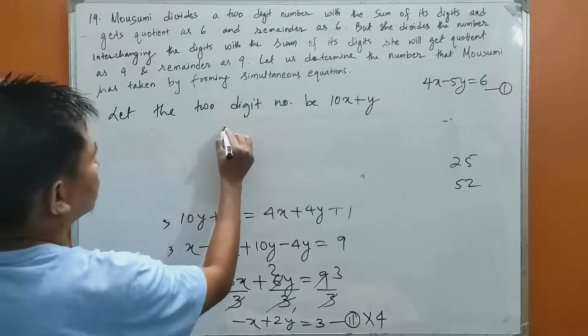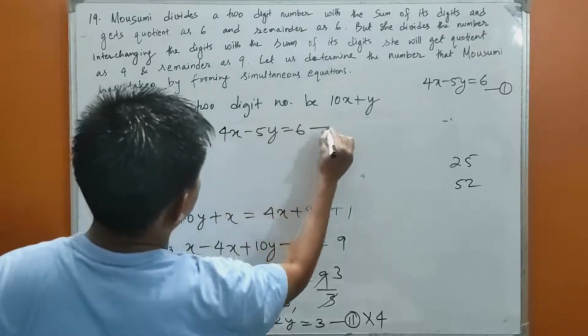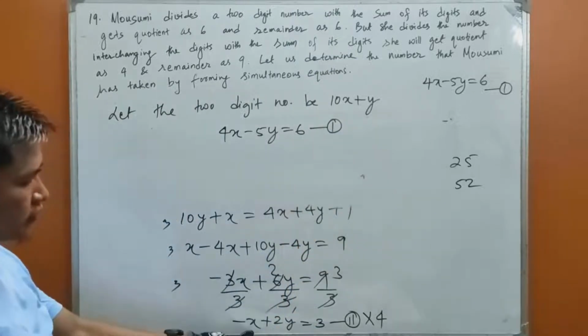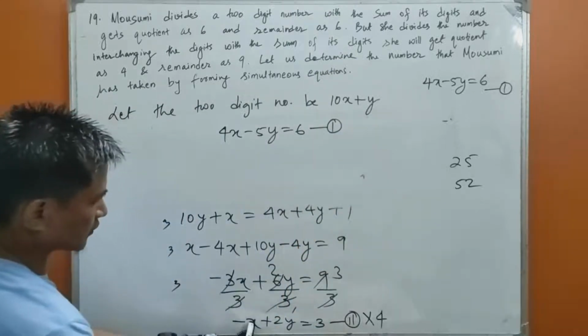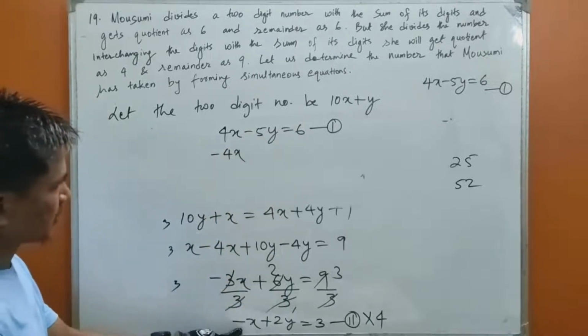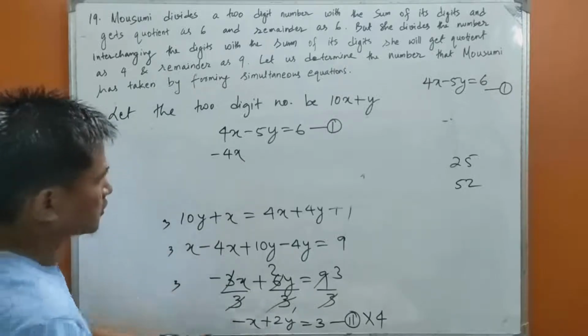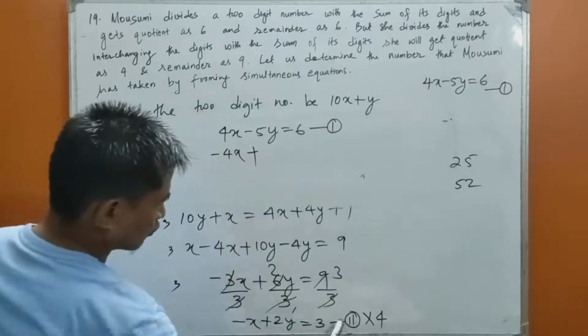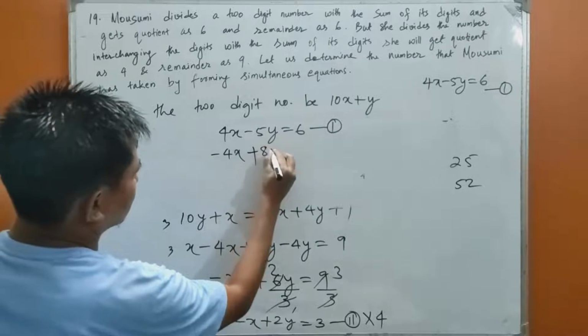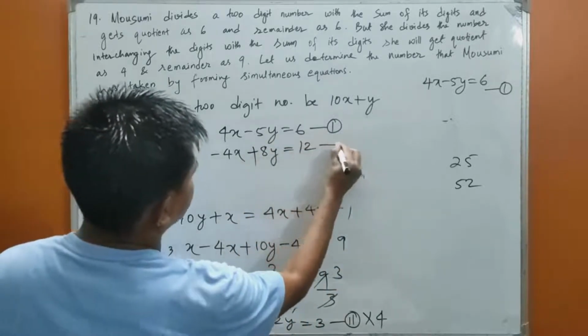So equation 1 is 4x minus 5y equals 6. This is equation 1. And equation 2: 4 into x is minus 4x, 4 into 2y is 8y, equals 4 3s are 12. This is equation 2.